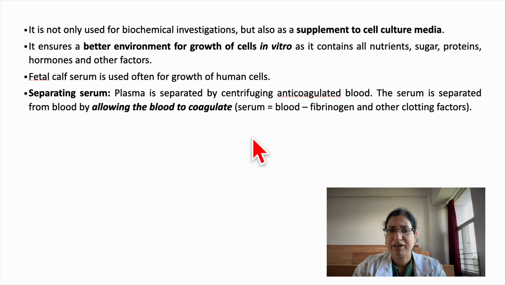Serum is not only used for biochemical investigation but also as a supplement to cell culture media. It ensures a better environment for growth of cells in vitro, as it contains all nutrients, sugar, proteins, hormones and other factors. Fetal calf serum is often used for the growth of human cells. Plasma is separated by centrifuging anticoagulated blood. Serum is separated from blood by allowing the blood to coagulate. So serum is equal to blood minus fibrinogen and other clotting factors.